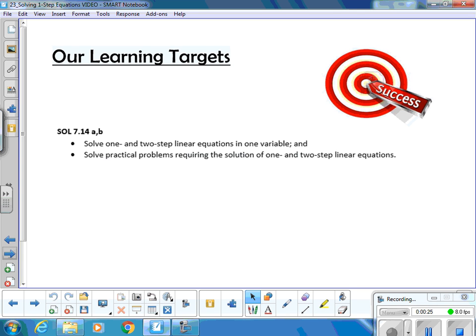So our learning target, as always, is SOL 7.14. We're going to be solving one and two-step linear equations with one variable, and also solving practical problems requiring the solution of one and two-step linear equations.